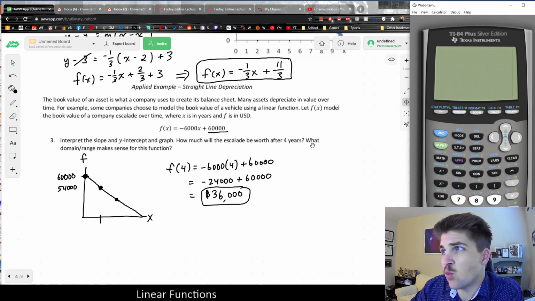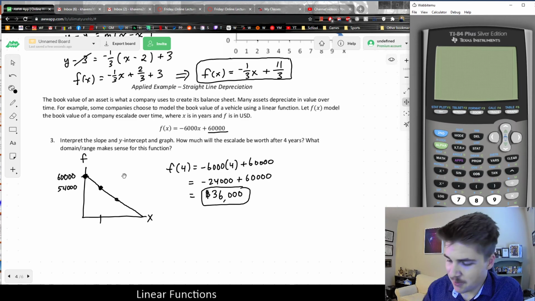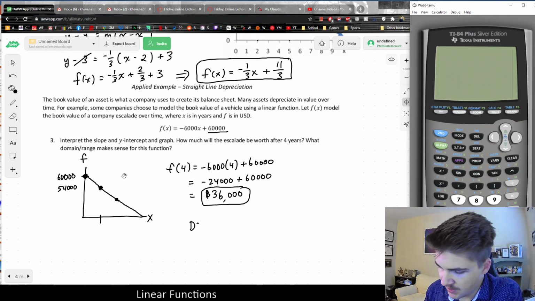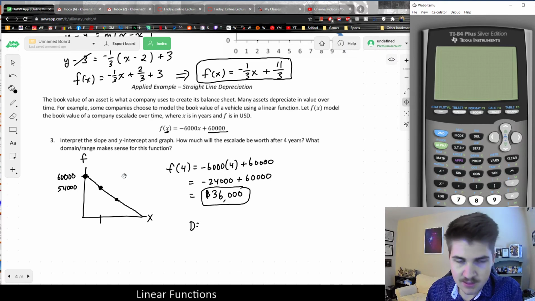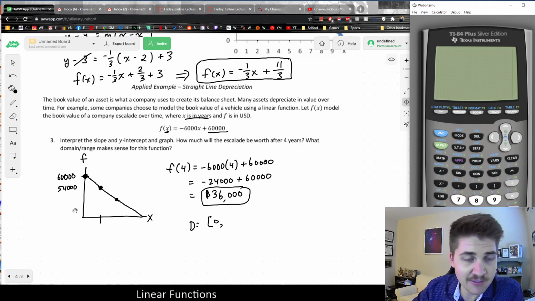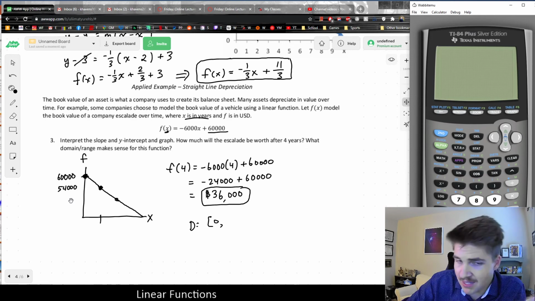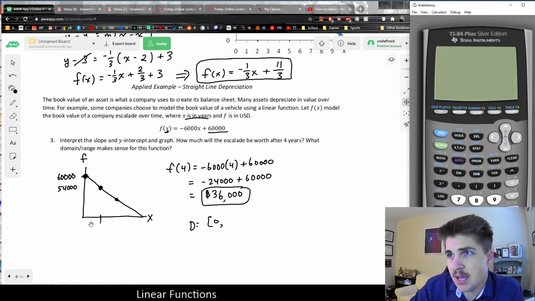Okay, so then it asks what domain and range makes sense for this function. And this is where negatives don't exactly make sense. The domain is going to be x, the variable x in this example, which is the years that have passed. In this case, it makes sense to start at 0 for the domain because negative time usually doesn't make sense. Again, it depends on the situation.